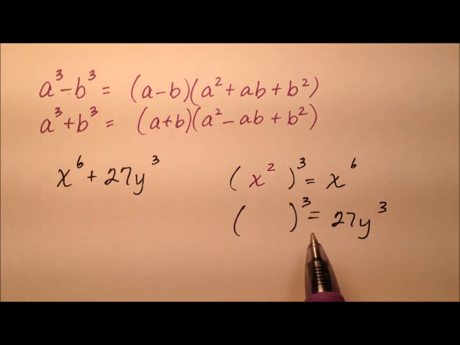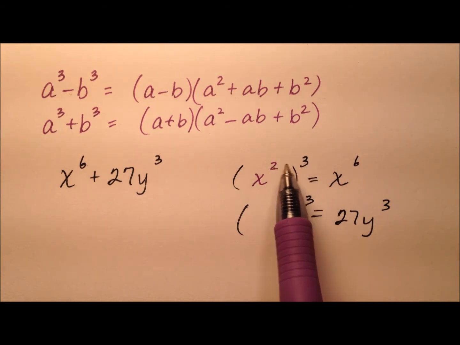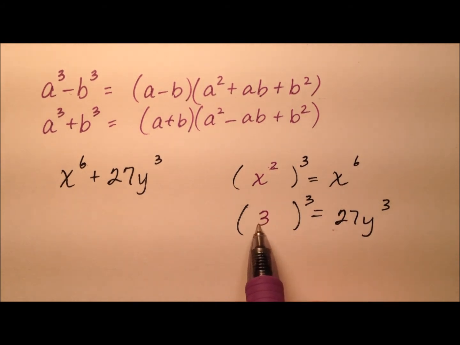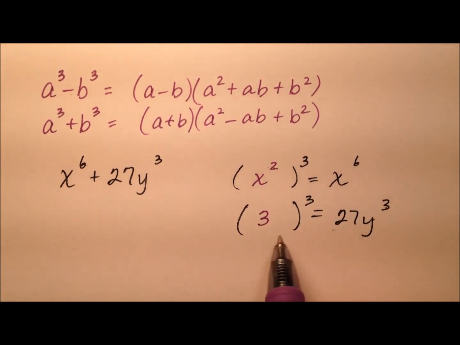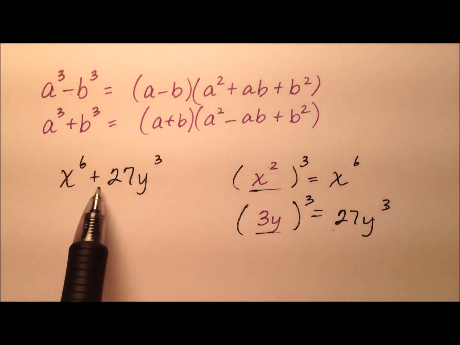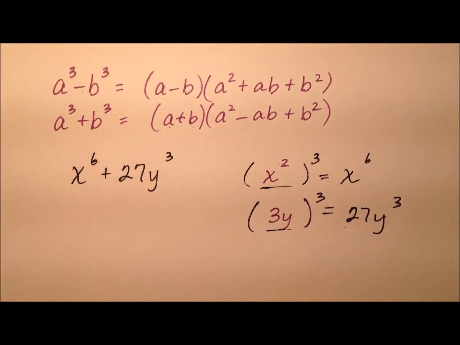Well, what got cubed to give us x to the sixth? That's x squared, because we have the power of a power property for exponents, which says we're going to multiply these, so 2 times 3 is 6. Also, what got cubed to give us 27? Well, 3. And what got cubed to give us y cubed? Well, just y. So now that we have this x squared and 3y, those are going to be my a and my b respectively, so I can plug them into my formula.